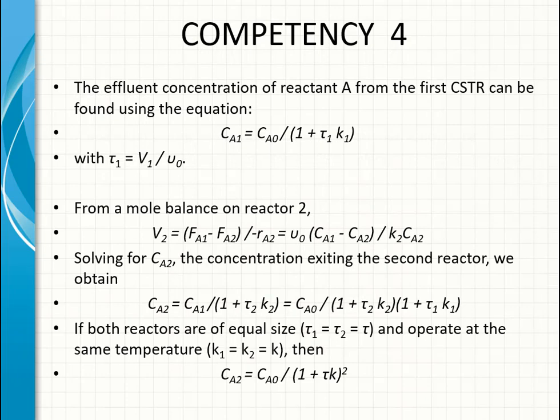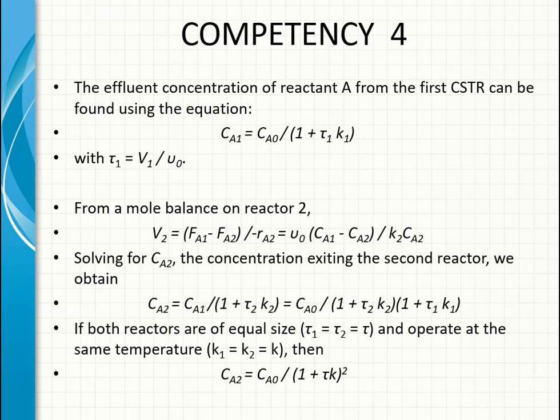So the effluent concentration of reactant A from the first CSTR can be found using the equation that CA1 is equal to CA0 divided by 1 plus tau 1 k1, with tau 1 equal to the volume 1 divided by the volumetric flow rate at the entrance.